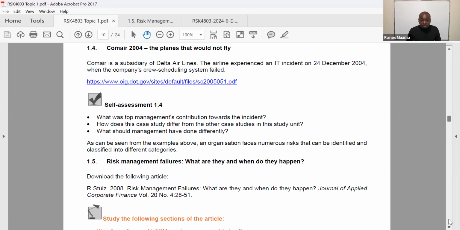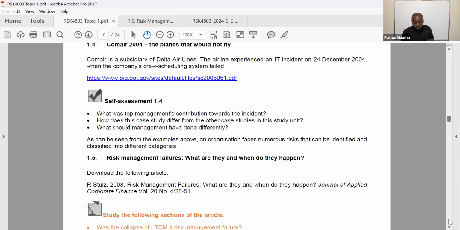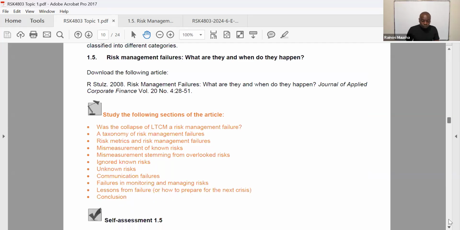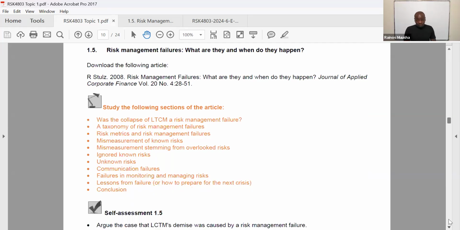Because once you go through Unit 1.5, any question that is coming from Unit 1.1, 1.2, 1.3, 1.4 is all going to be covered in Unit 1.5, because in Unit 1.5, they use another case study to actually analyze risk management failures as well. So I'm going to go through Unit 1.5 with you so that you can see exactly how we identify risk management failures. And for Unit 1.5, they refer us to the case study on LTCM.